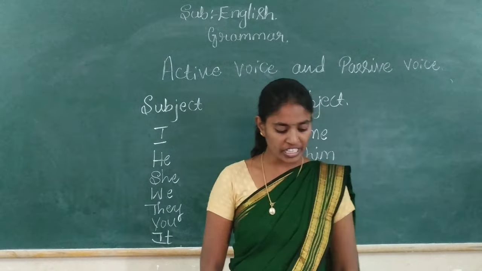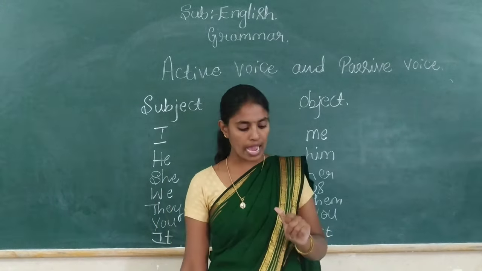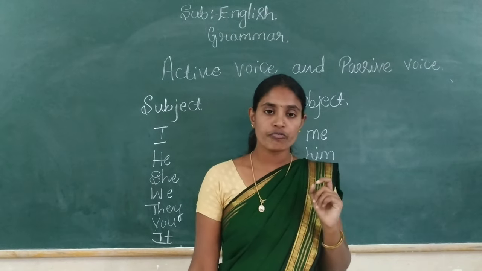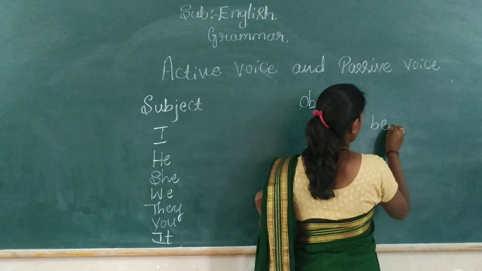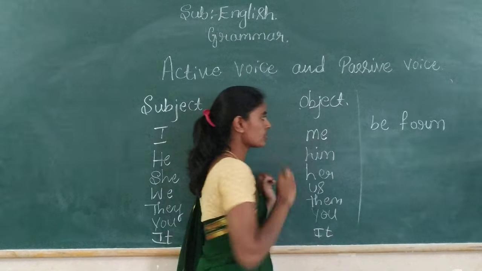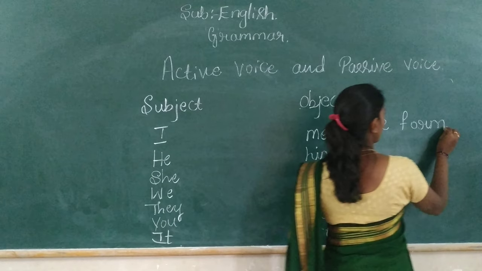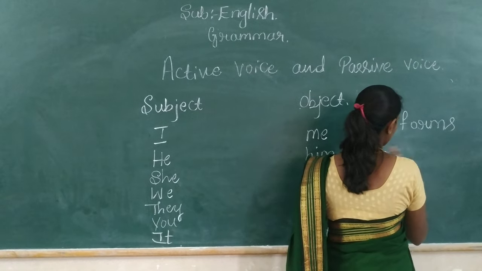Next, be forms. Which are the be forms? So these are am, is. Okay, when singular, be forms, so be forms, am singular.